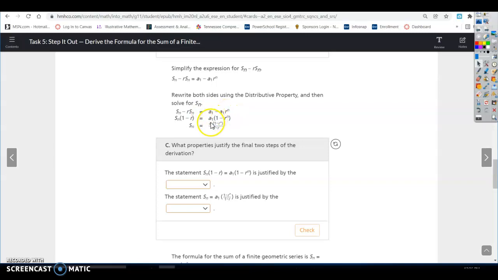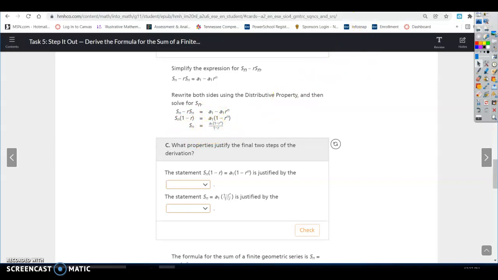So pull out the a sub 1. Again, you need a placeholder, so 1 minus r to the n power here. All right, and then if I want to solve for s of n, I divide both sides by the 1 minus r, and that gives me this expression here. So this is the expression for a geometric series.